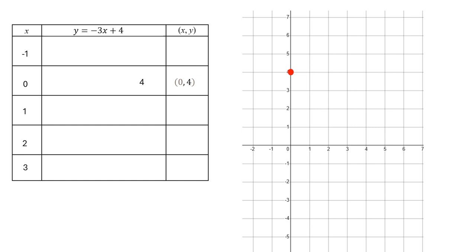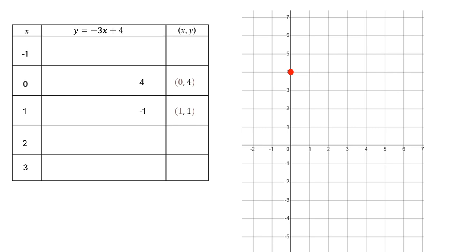Let's use an x value of 1 and plug it into our equation. y equals negative 3 times 1 plus 4 gives us a value of 1 for y. We now have an ordered pair of (1, 1).